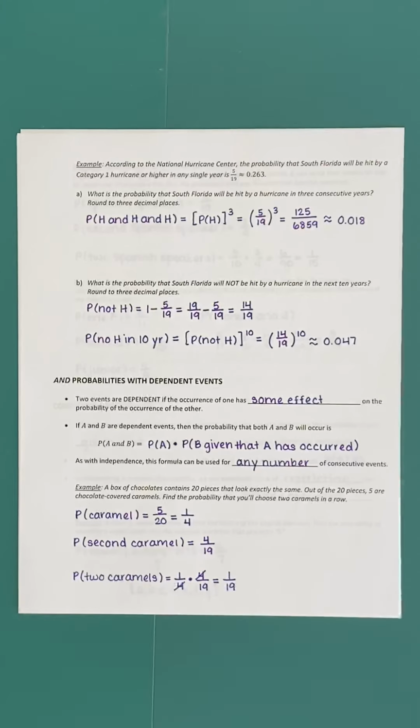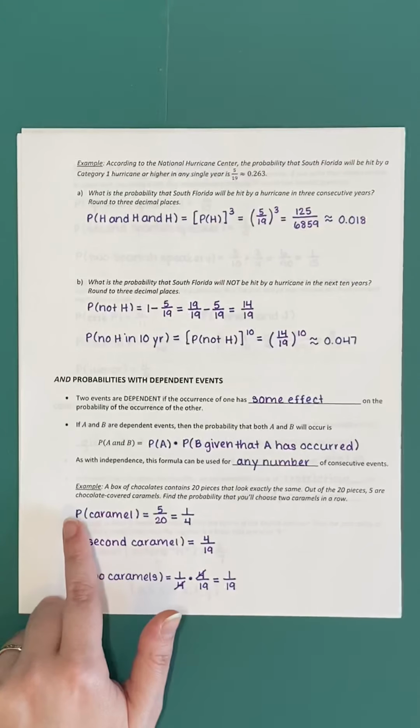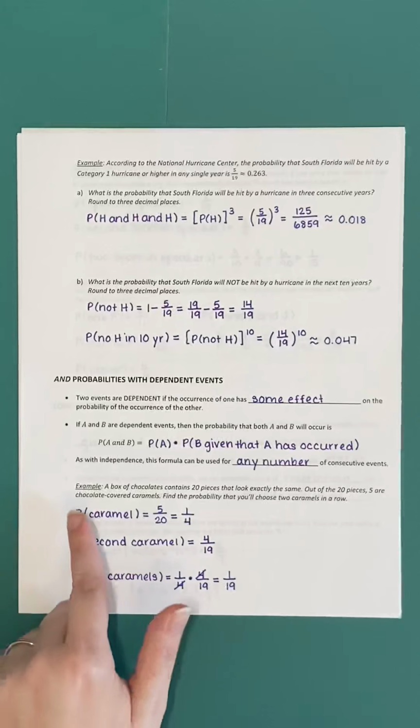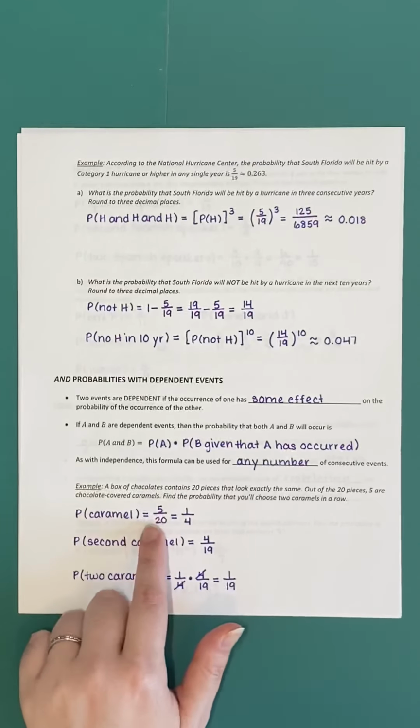Now, how could we really prove that these 2 events are dependent? Well, suppose we didn't draw a caramel the first time. What would be the probability of not drawing a caramel? Well, 15 candies in the box are not caramels out of the 20. So the probability of not drawing a caramel the first time would be 15 out of 20.